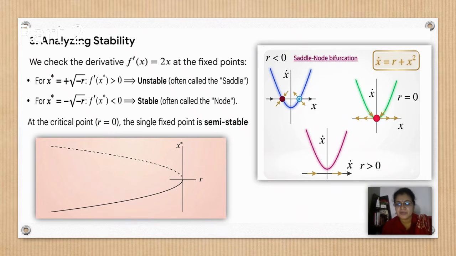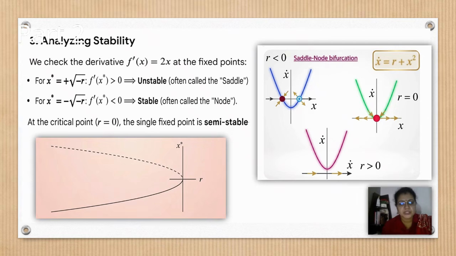This is beautifully depicted in the phase portrait. So we have two fixed points for the case of r less than 0. One is a stable one denoted by a solid circle, and there is an unstable one denoted by an open circle. Both of them collide and merge together at r = 0, the critical point, and then as we go to higher values, r greater than 0, we will not have any fixed point.